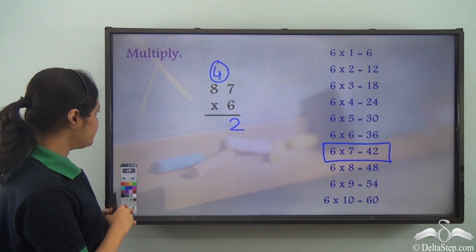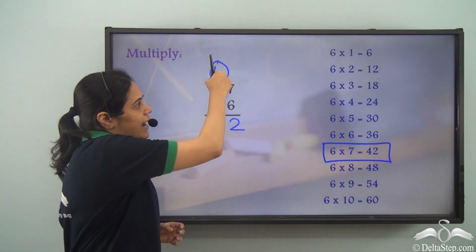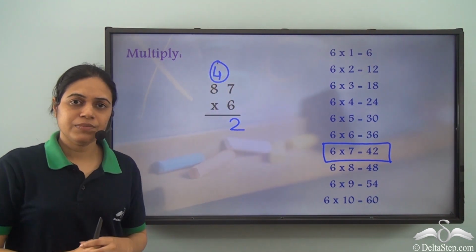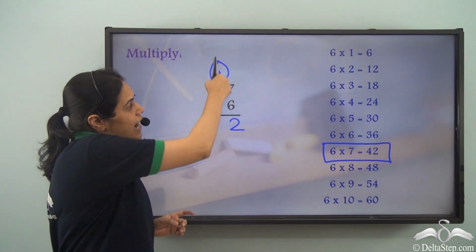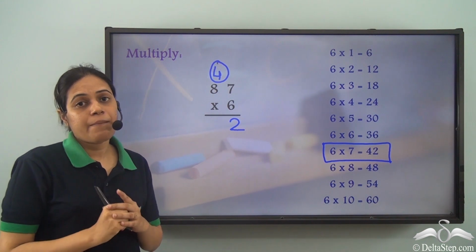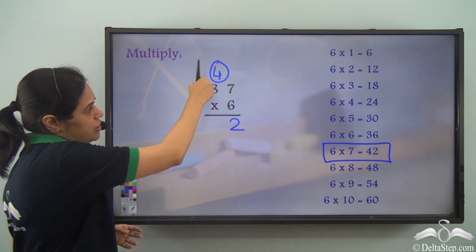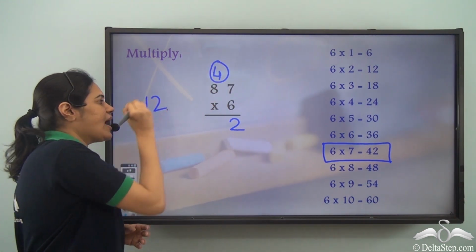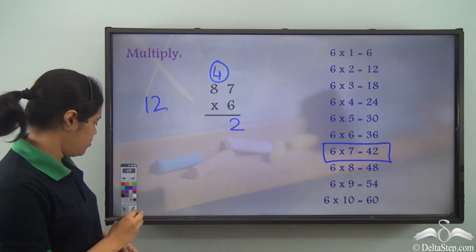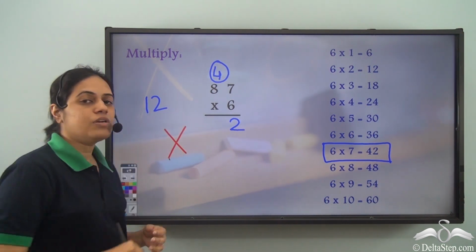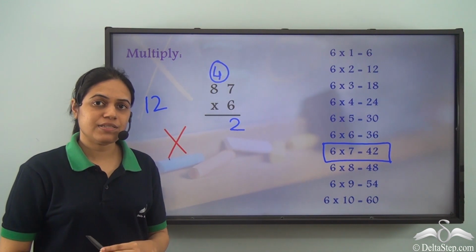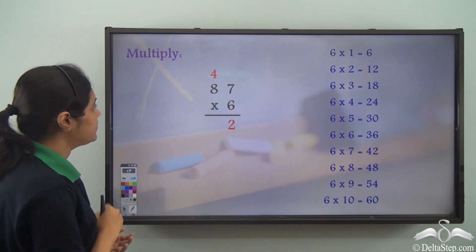Now what do I do? So do I add 4 and 8? In addition, we add these numbers. But in the case of multiplication, do I add 4 and 8 and make it 12? No. I don't multiply like this. Then how do I multiply?